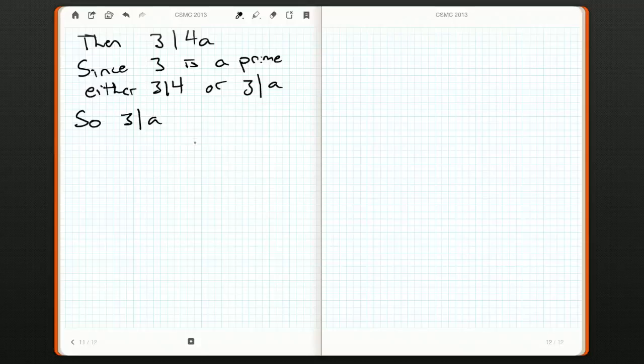Now A happens to be the lowest one, and so A could be equal to 0, or it could be 3, it could be 6, or it could be 9, but it can't be 9. We can rule that out right away.